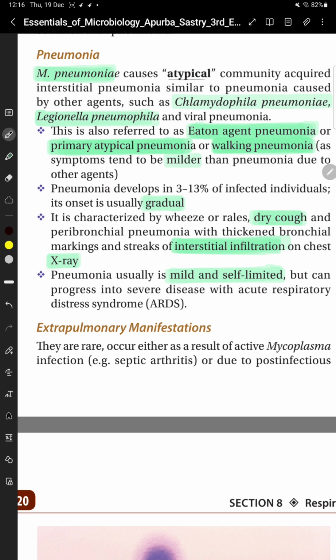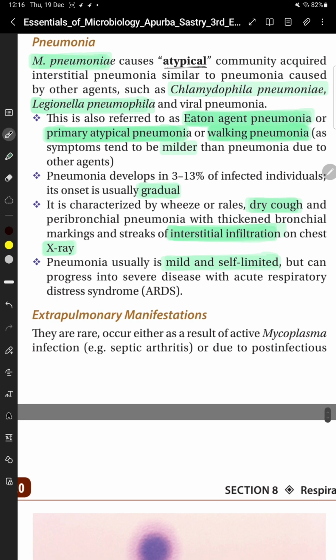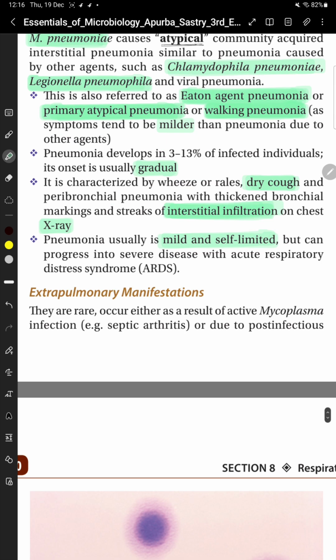Mycoplasma pneumoniae causes atypical community acquired interstitial pneumonia, and this is similar to the pneumonia caused by Chlamydophila pneumoniae and Legionella pneumophila. So this is known as walking pneumonia because the symptoms of atypical pneumonia are milder than those of typical pneumonia. The symptoms are milder than the pneumonia due to other agents.